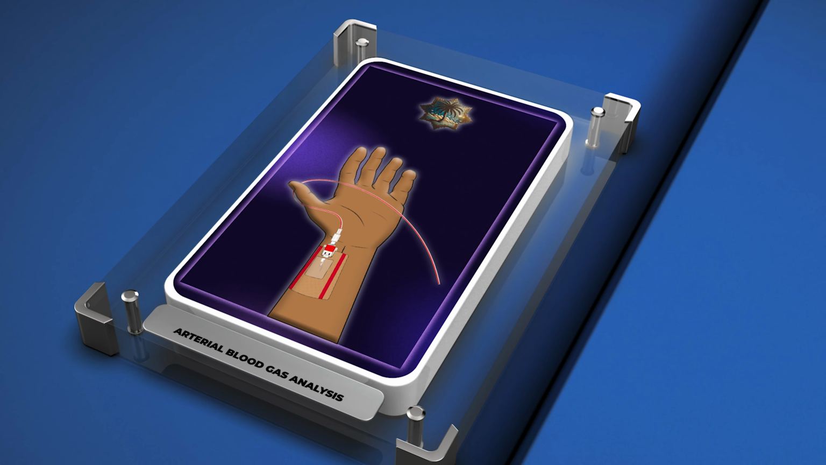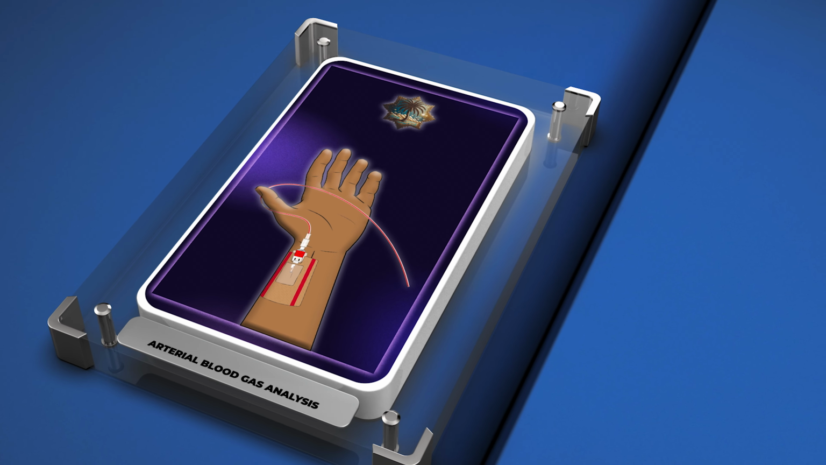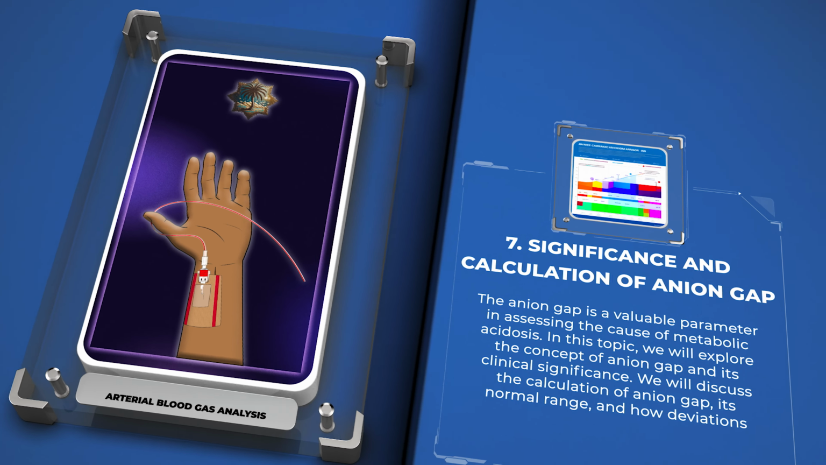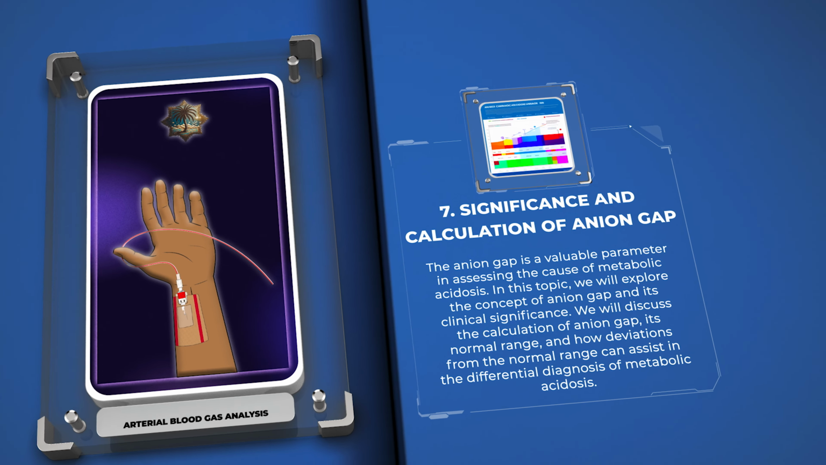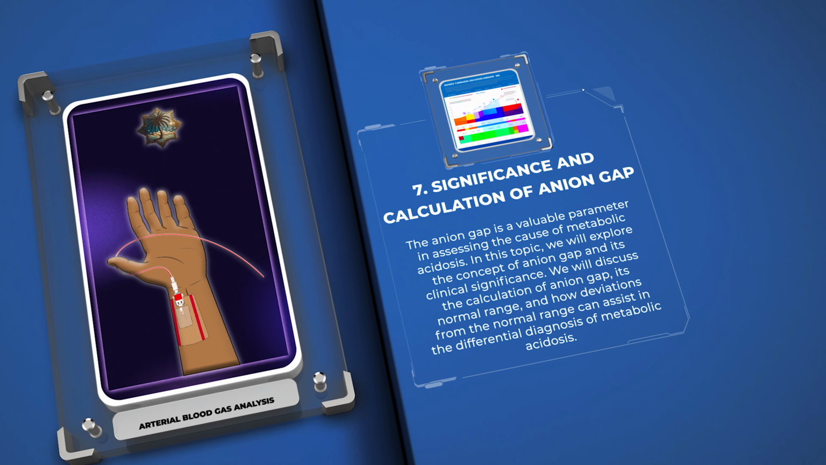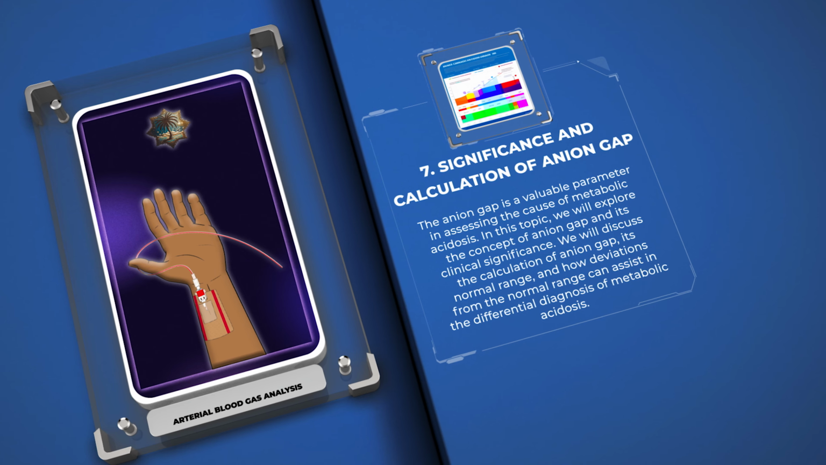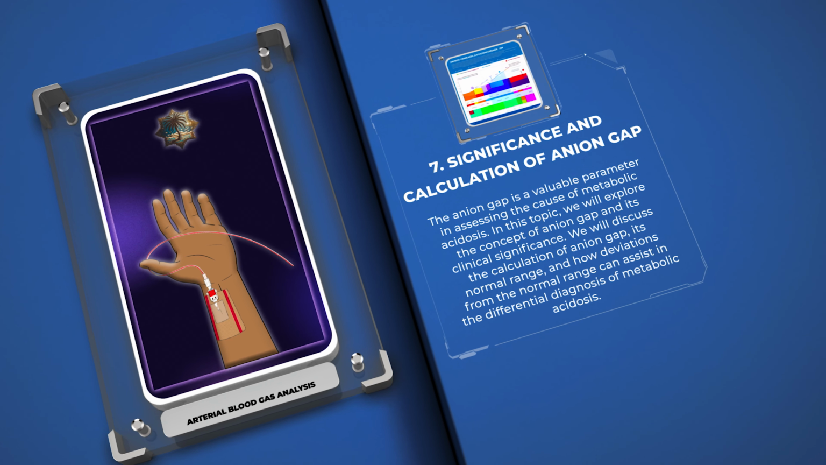The anion gap is a valuable parameter in assessing the cause of metabolic acidosis. In this topic, we will explore the concept of anion gap and its clinical significance. We will discuss the calculation of anion gap, its normal range, and how deviations from the normal range can assist in the differential diagnosis of metabolic acidosis.